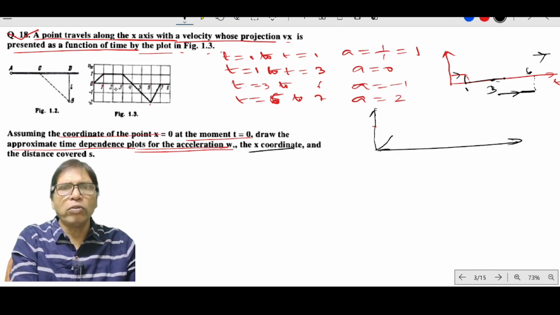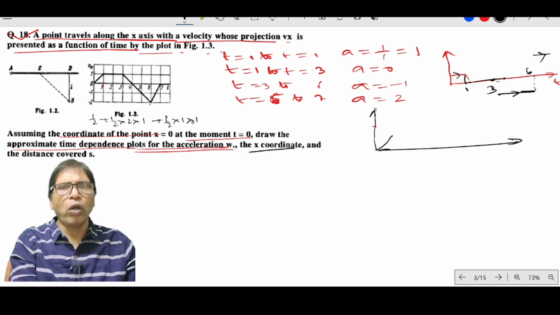Okay, now we have to calculate displacement. Look at this, from 1 to 3 seconds the displacement is half into 2 into 1, plus from 3 to 4 seconds the displacement is half into base into altitude. Now from 4 to 7 seconds, this is half into base 3 and altitude 2.